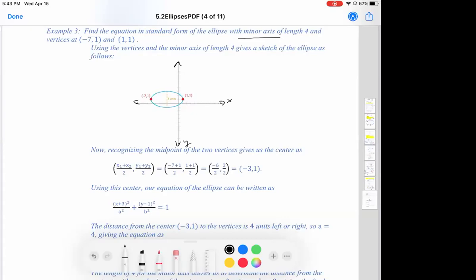Okay, so I want to find the center. That's an important part to know. Okay, well, if I know those endpoints, I need to find the middle point. And I know how to find the middle using the midpoint formula. So now we recognize the midpoint of the two vertices gives us a center. So we have those 2 points. Label your points: x1, y1, x2, y2, and then we input them into our formula.